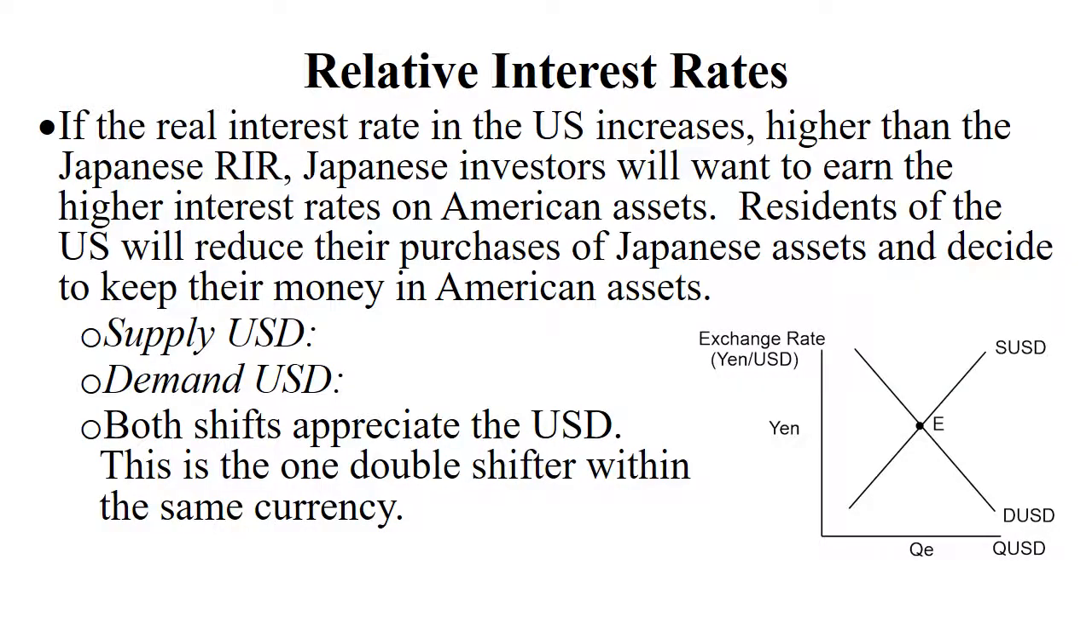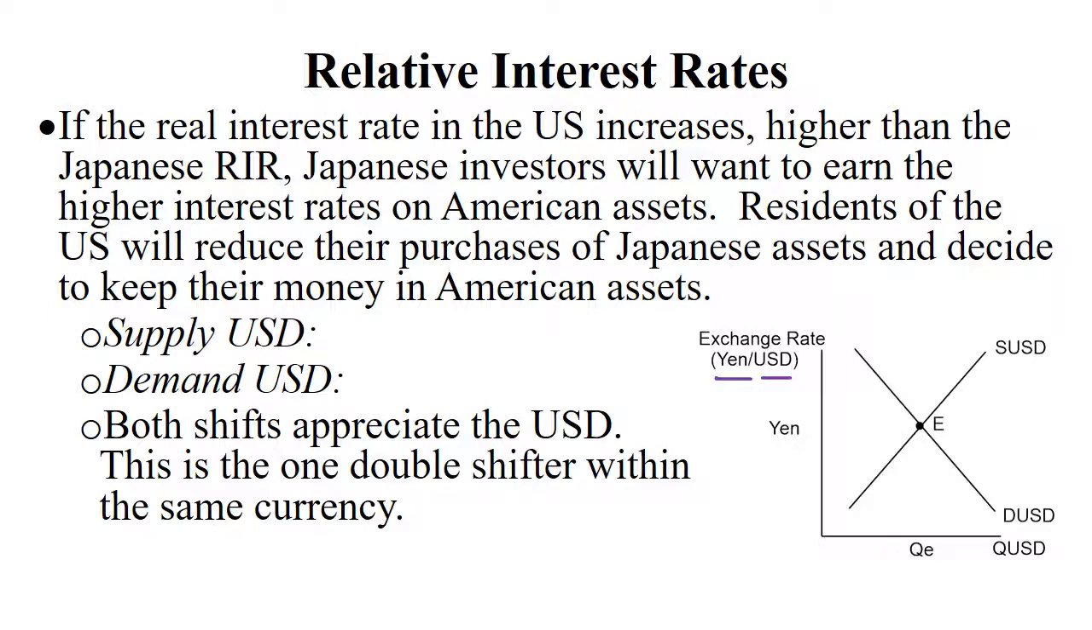Here for relative interest rates, it's all about comparing the interest rates in one country to another. And we can look at this model and see that we're comparing yen, which is Japan, and the US dollar. So if the real interest rate in the US increases, first of all, which model would show us the real interest rate? That's the loanable funds model.